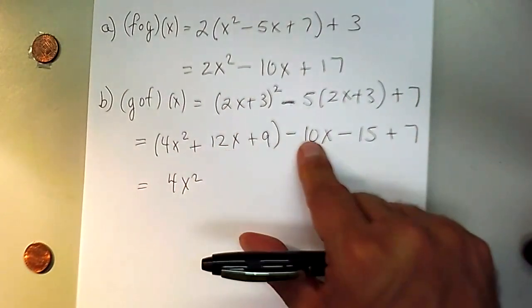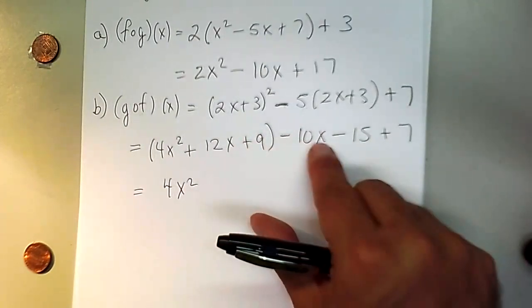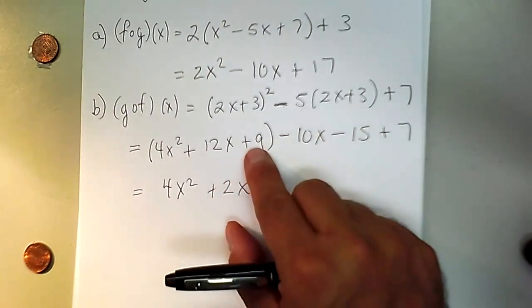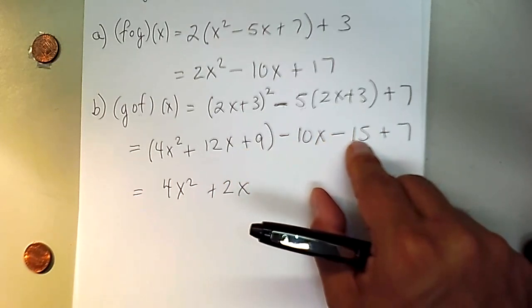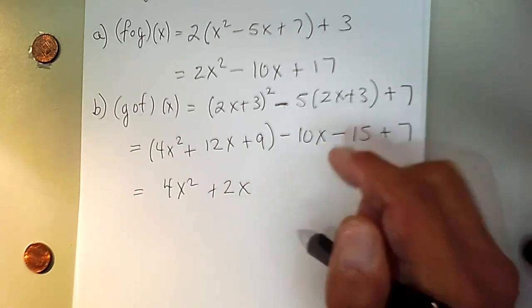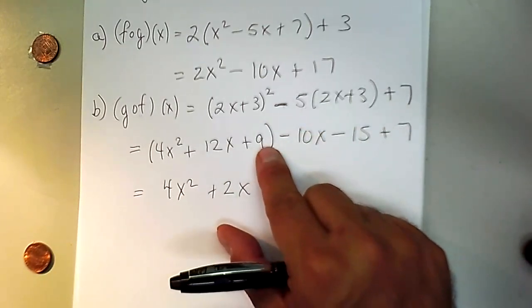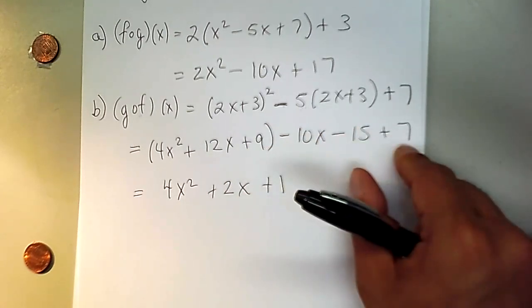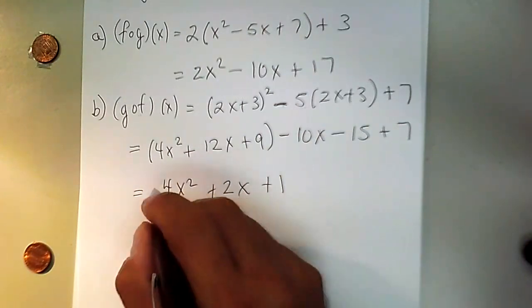So 4x squared, there's nobody to simplify that with, so leave it alone. 12x minus 10x is 2x. And then there's no more x to simplify. So 12 minus 10 x's is 2x. 9 minus 15, that is negative 6, plus 7 is 1. Let me think of that again. 9 minus 15, negative 6, plus 7, 1. So we end up with 4x squared plus 2x plus 1.